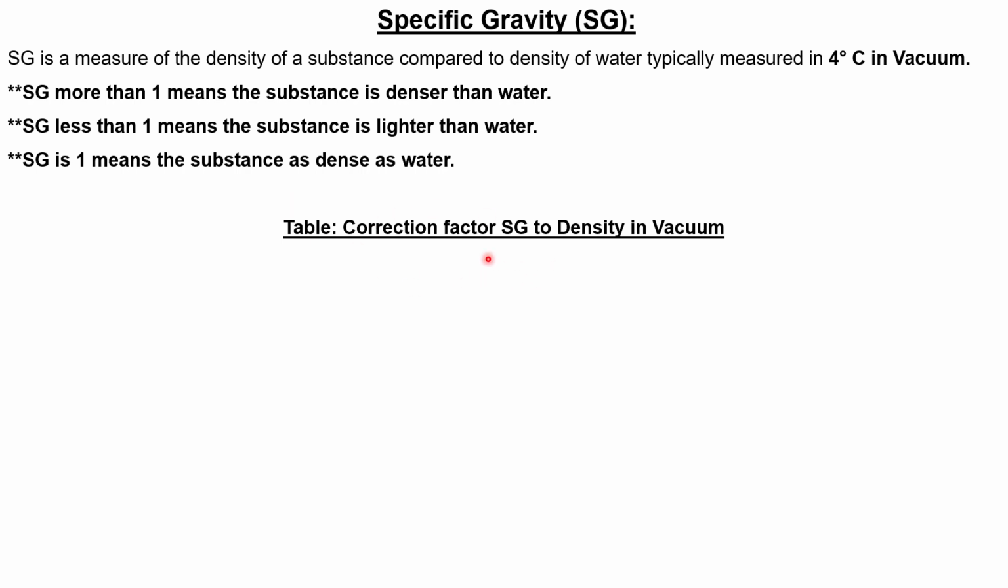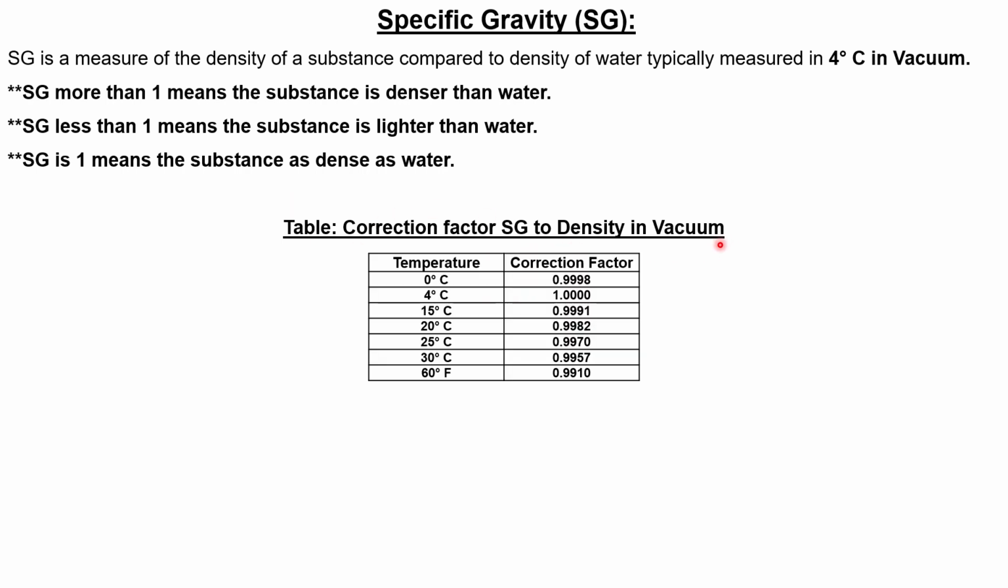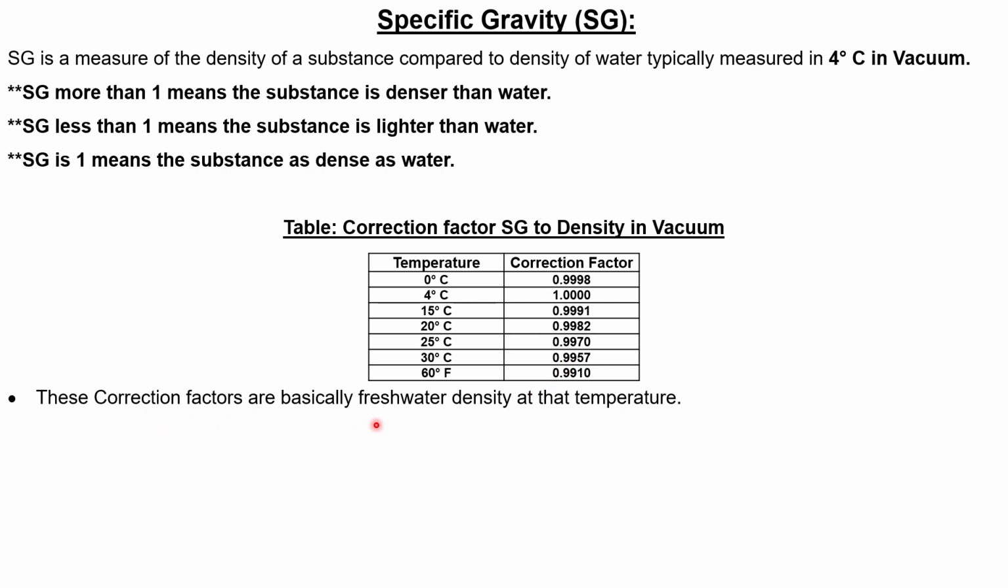So the correction factor for specific gravity to density in vacuum: for 0 degrees it is 0.9998, for 4 degrees Celsius it is 1, and for 15 degrees Celsius it is 0.9991, right? So what is this correction factor? Actually, these correction factors are the freshwater density at the temperature, right? So the freshwater density of water at 15 degrees Celsius is 0.9991, and at 20 degrees Celsius is 0.9982, right?